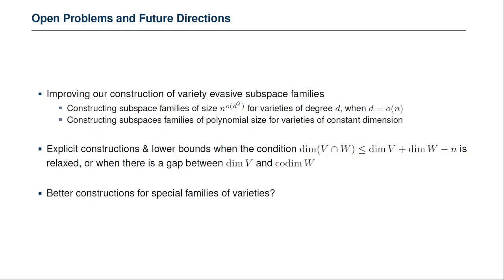And finally, the last problem is, are there better constructions for other special families of varieties? We only consider varieties of small degree. So maybe there are some families of varieties that are interesting and defined in a certain combinatorial way or computation theoretical way for which we could give better constructions.